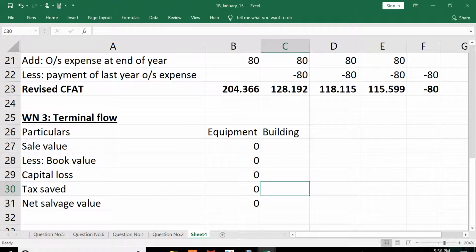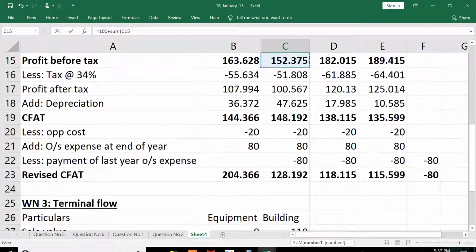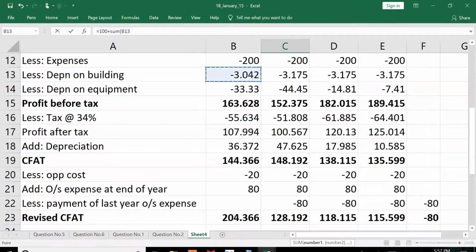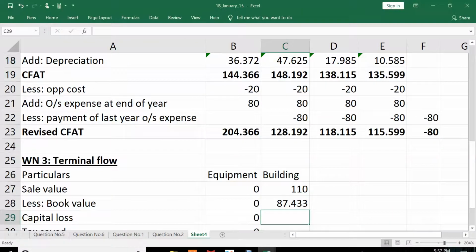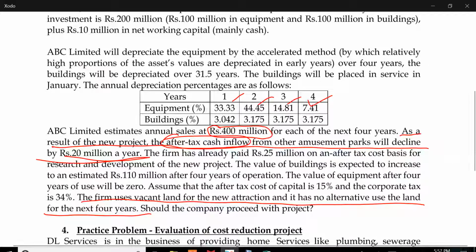Building, what's the sale value? 110. The building value is going to be 110. Book value is 100 minus the depreciation for 4 years. They are saying the value will increase to 110 million. Whether you sell it or you don't sell it, I'm not really bothered about it. From an analysis point of view, I say the building value is 110. So it's something like a revaluation gain.